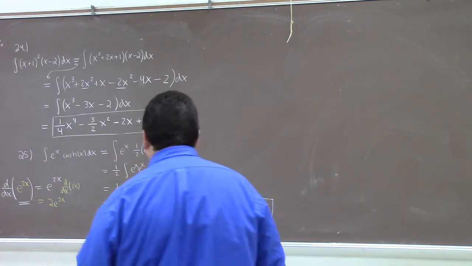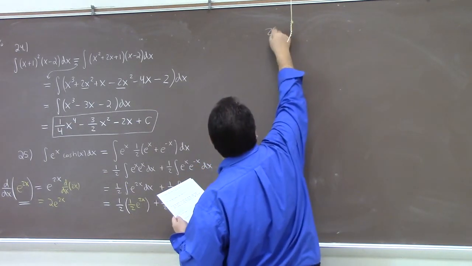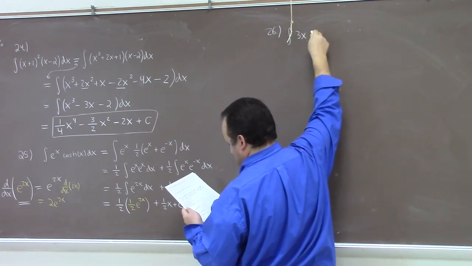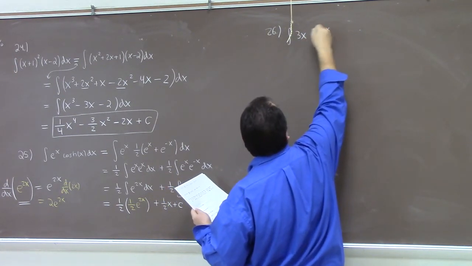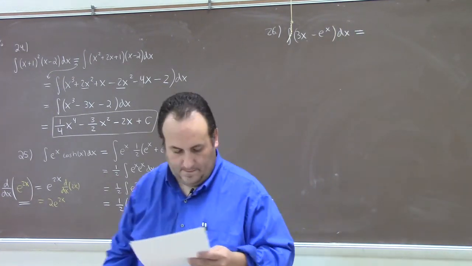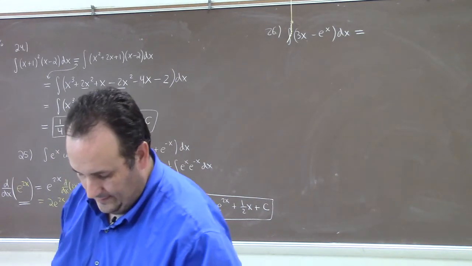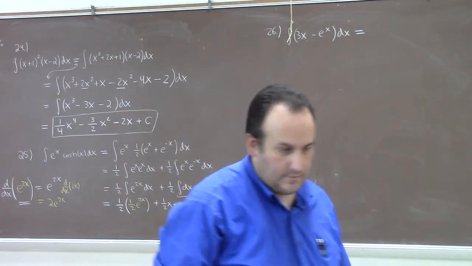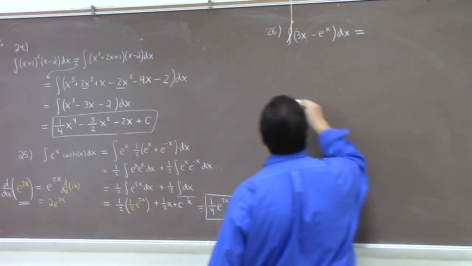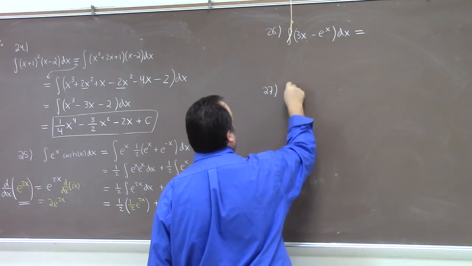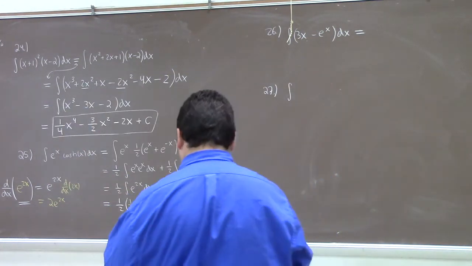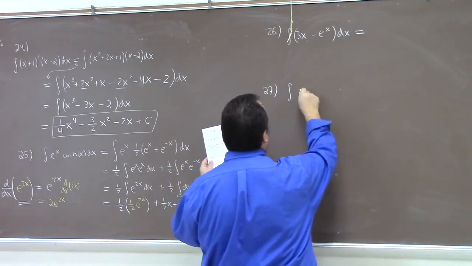26 is a lot easier. 26 is a walk in the park compared to 25. Integral 3x minus e to the x. Here, I'll let you guys work on that. I'm going to write up the other ones while you're working on that one. 27.